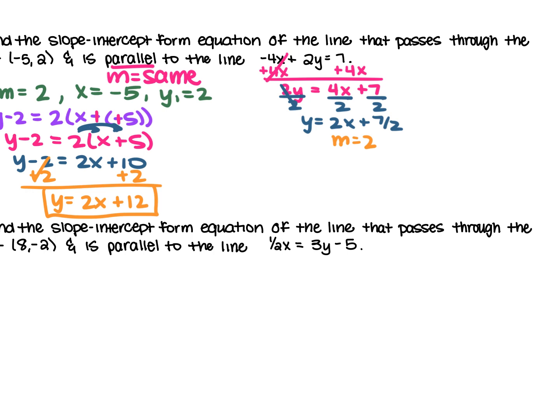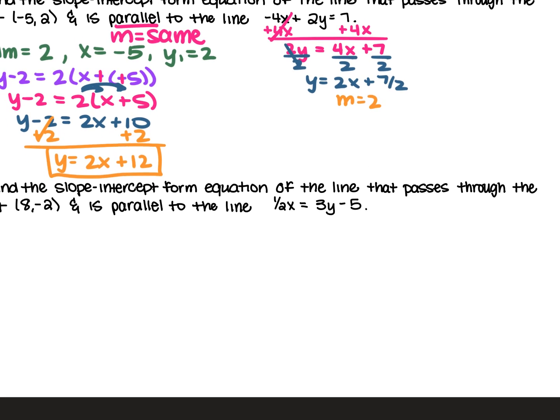For number 17, you're finding the slope-intercept form equation of the line that passes through the point (8, -2) and is parallel to the line 1/2 x = 3y - 5. So once again, we're working with a parallel line, so our slope stays the same. We have to put 1/2 x = 3y - 5 in slope-intercept form. I don't want to work with the fraction, so I'm going to multiply everything by 2.